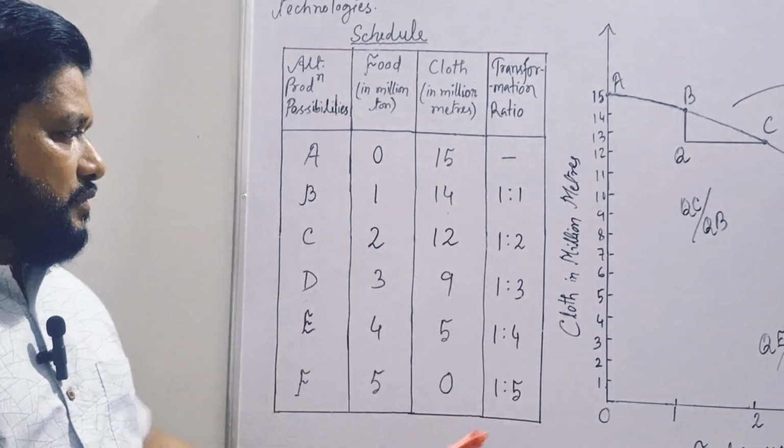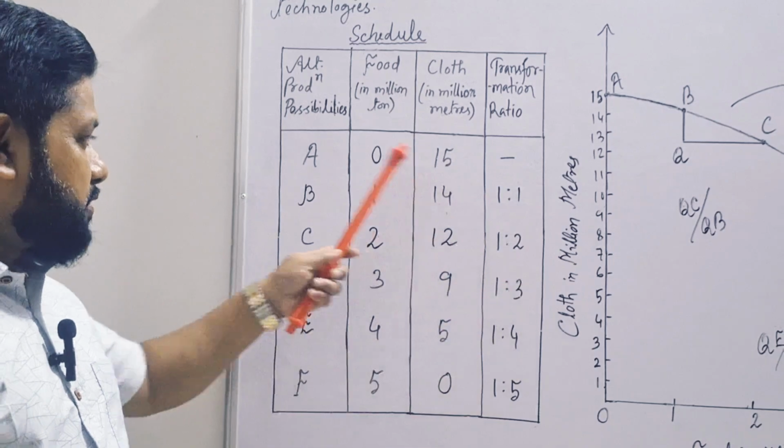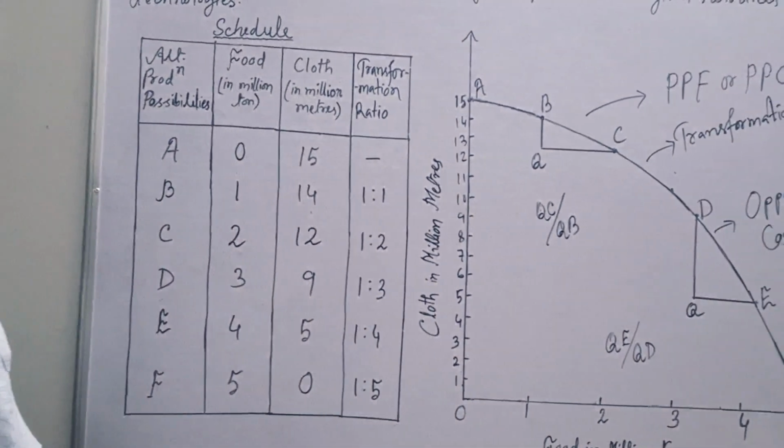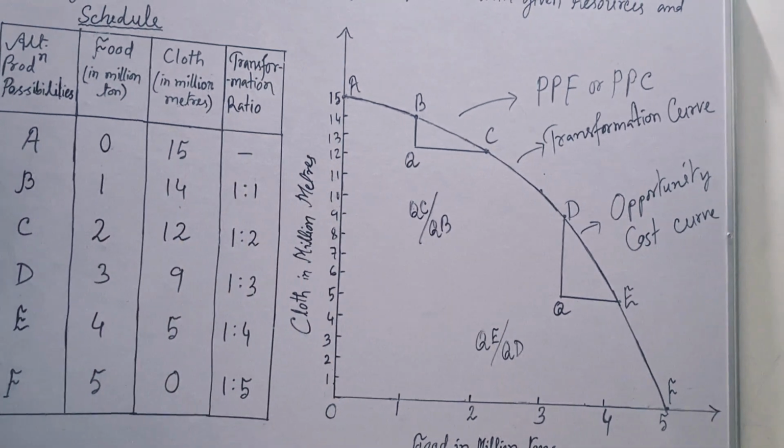If we plot this table in the graph paper, we will get the PPC curve, that is the production possibility frontier curve.